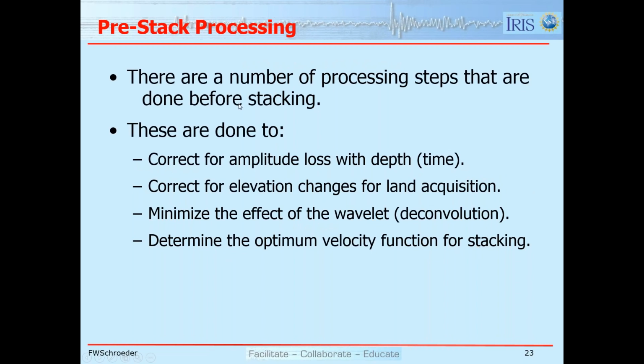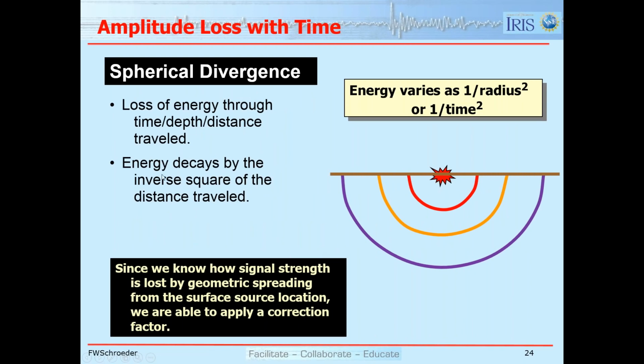There are a number of steps that we can do before stacking. What we want to do is correct amplitude loss with depth or two-way travel time. We may have to correct for elevation changes if we're dealing with a land survey where all the shots and all the receivers are not at or close to sea level. We want to minimize the effect of the seismic wavelet, and that's a process called deconvolution. And we want to determine the optimum velocity function for stacking the data. So these are 4 examples of some pre-stack processing steps.